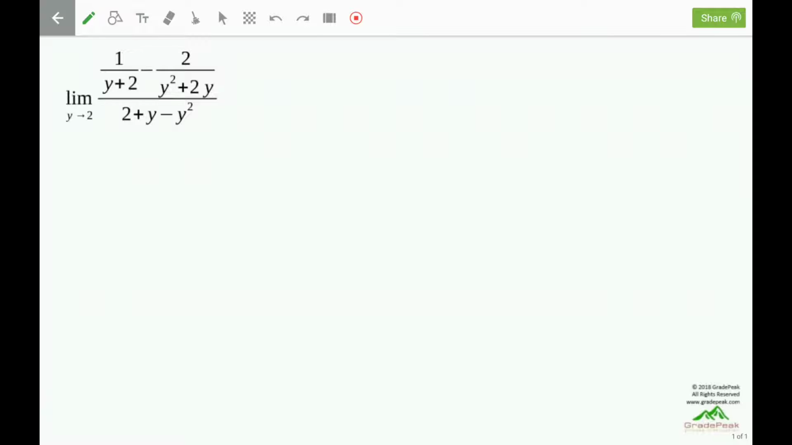Limit as y goes to 2 of 1 over y plus 2 minus 2 over y squared plus 2y, all over 2 plus y minus y squared. The first thing we're going to do is plug a 2 in for each of the y's. That will give us 1 over 2 plus 2 minus 2 over 2 squared plus 2 times 2, and then all of this over 2 plus 2 minus 2 squared.